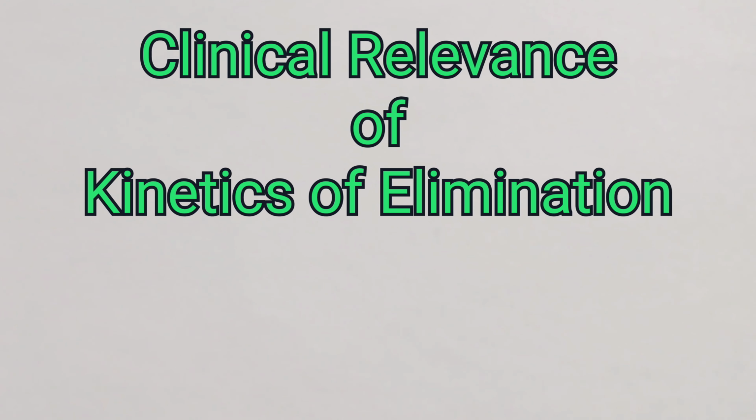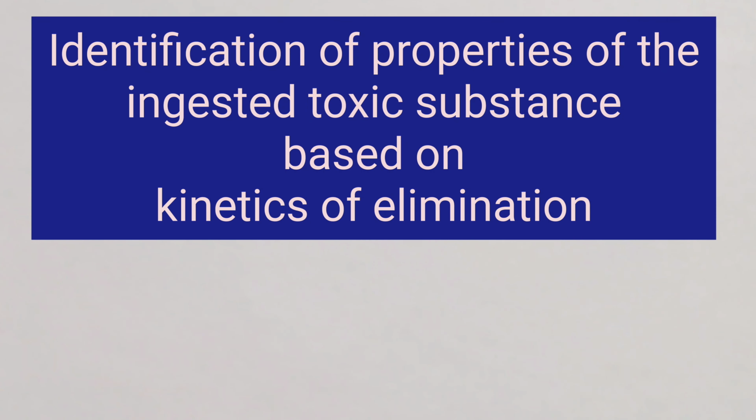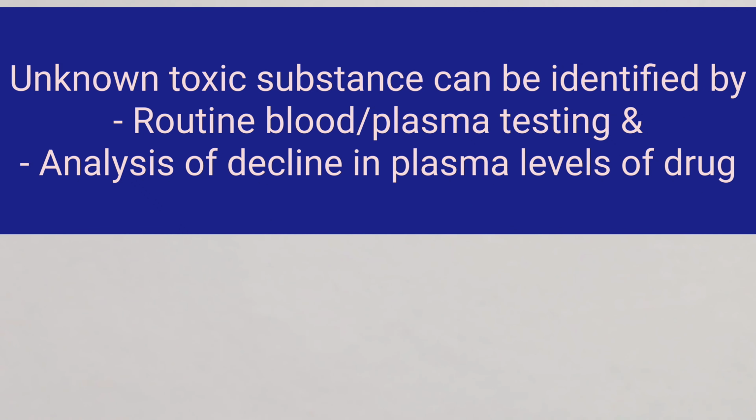So how is the understanding of kinetics of elimination useful in a clinical setting? Determination and understanding of how a particular substance is eliminated are important when assessing a patient who has ingested a toxic substance. That is, this information is useful in assessing toxicity. With regard to toxicology, if the ingested substance is unknown to the patient and the practitioner, routine blood plasma testing of the substance and analysis of the decline in concentration will aid in the identification of the ingested substance. So this will indicate the substance and its properties.